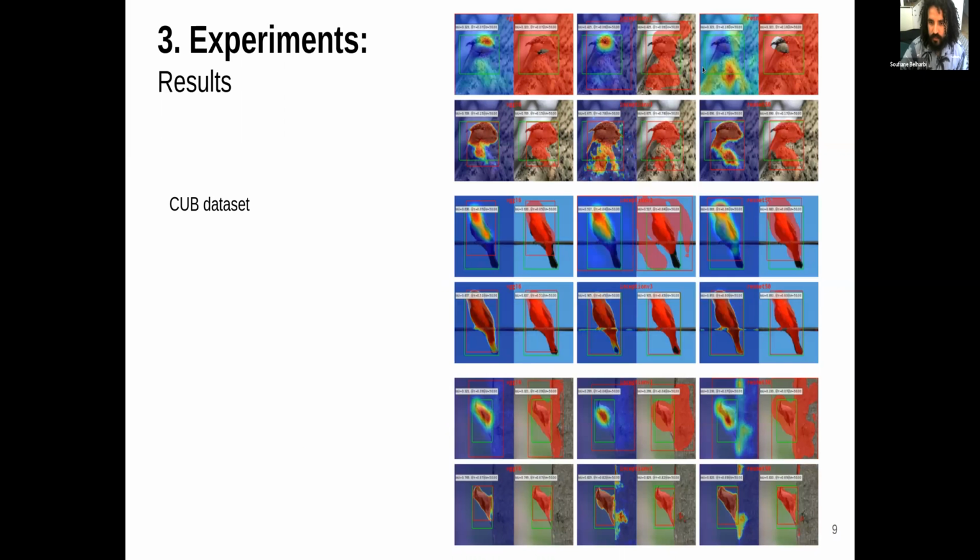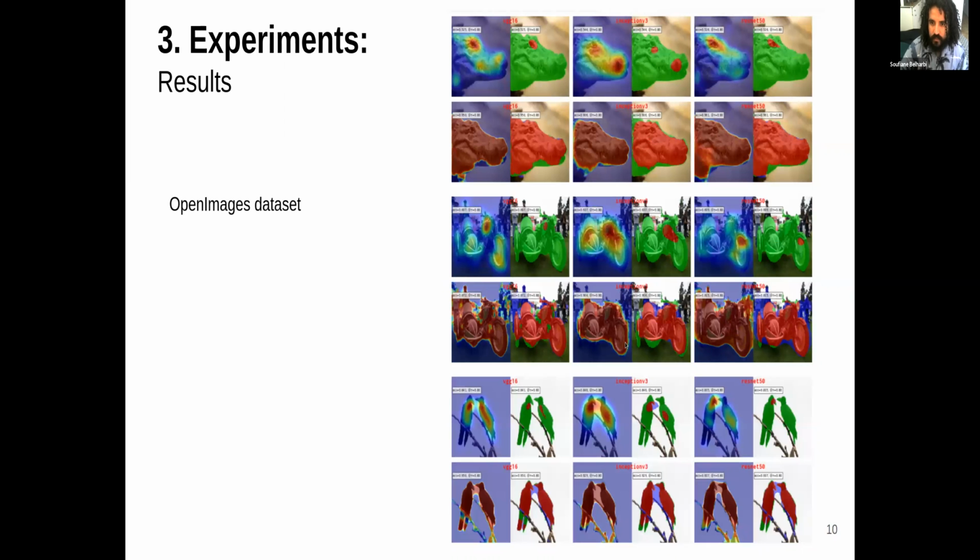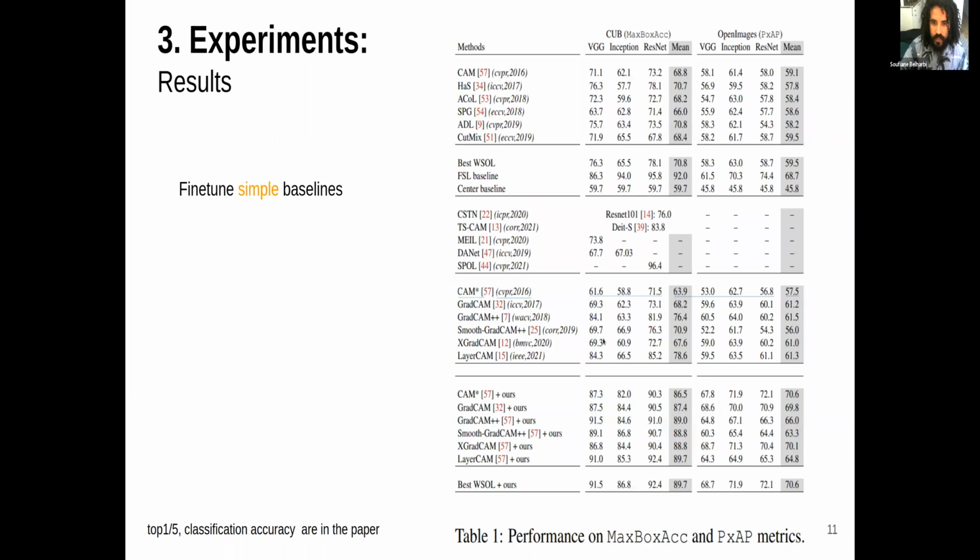So these are some visual results. As you can see, the CAM obtained by our method respects the object boundary and covers the entire object. Here is another example, on another dataset, OpenImages. We also show that by adding our method to simple baselines like CAM, we can push them to be state-of-the-art compared to other methods. We tried this on several simple baselines.